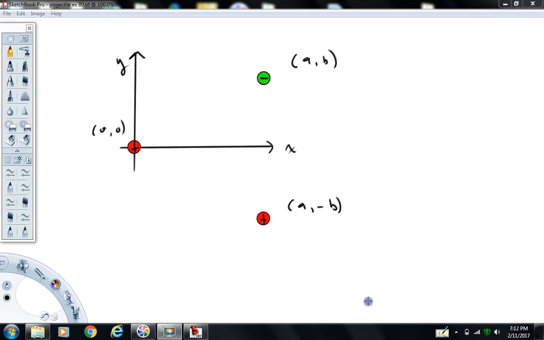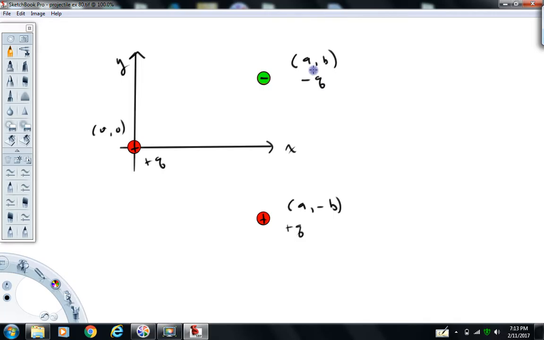So what we're looking at here is three charges. We've got a charge at the origin, at the point that I labeled 0, 0, and I'm going to call the charge on this plus Q. Then we've got another identical charge over and down at the point A, minus B, again the same charge plus Q. Then we've got a third charge that's going to be negative in this example, but the same magnitude of charge, at the point A, B.